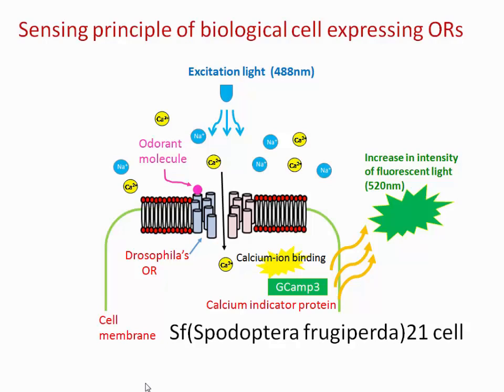Here is GCaMP3, a calcium indicator protein. The calcium binds to this one, and fluorescence intensity increases. Excitation light here is 488 nanometer blue light, and the fluorescence light here is green light, with an increase in intensity of fluorescence light around 515 and 520 nanometers.